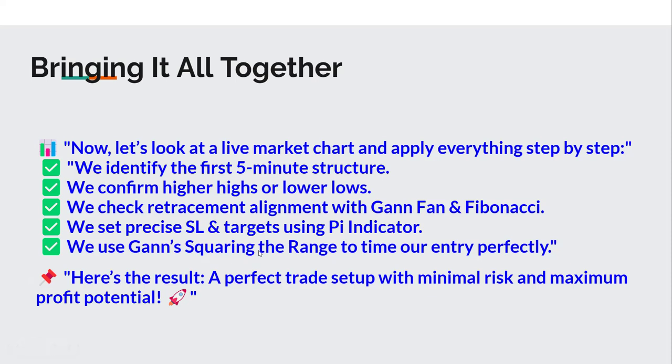We use Gann squaring the range to time our entry perfectly. Here is the result. A perfect trade setup system with minimal risk and maximum profit potential. Yes, traders, it fetches you a lot of profits. You do not do much. Even if you are not perfect, you can go home with a little bit of money, not empty-handed or losing your capital. I bet on this.